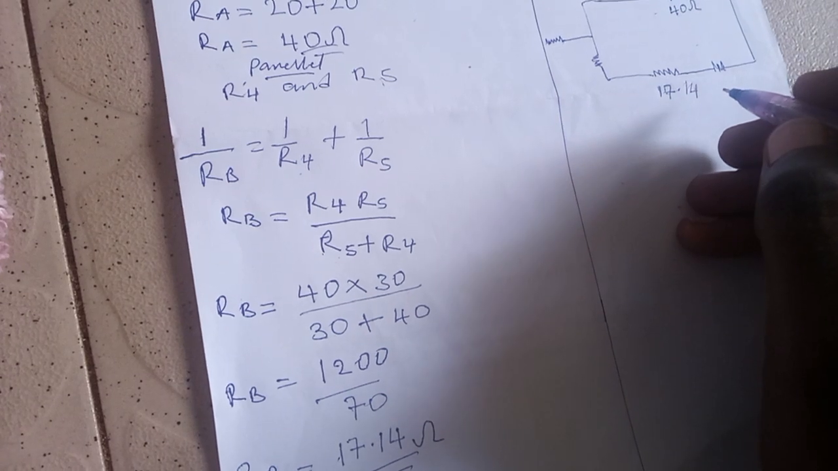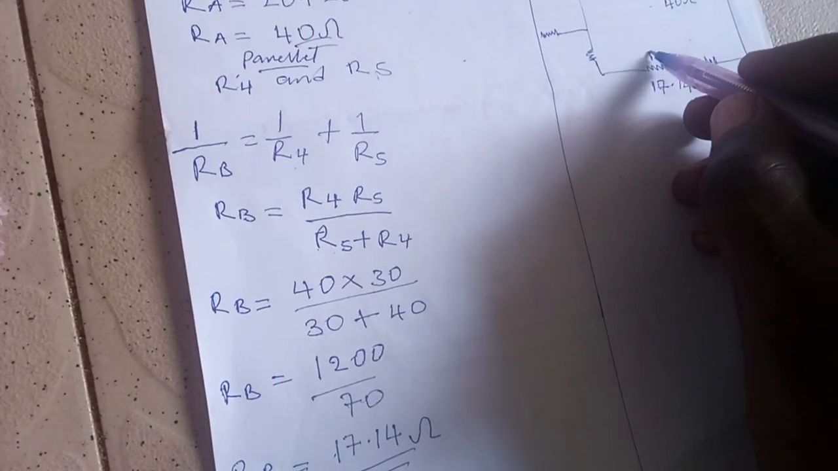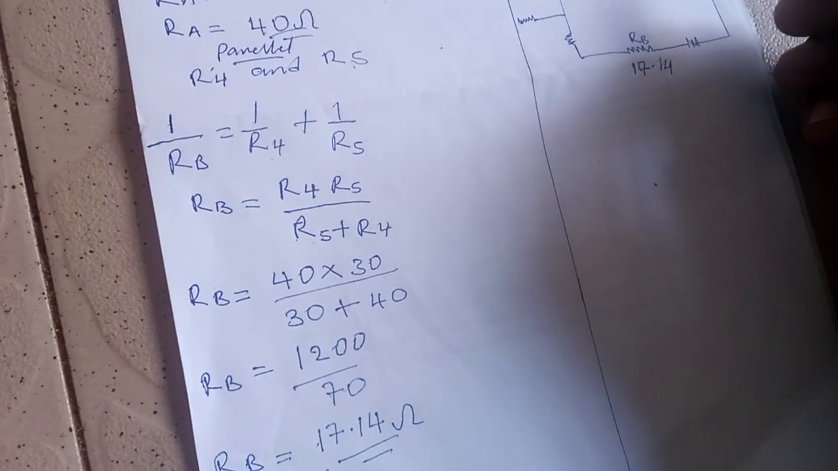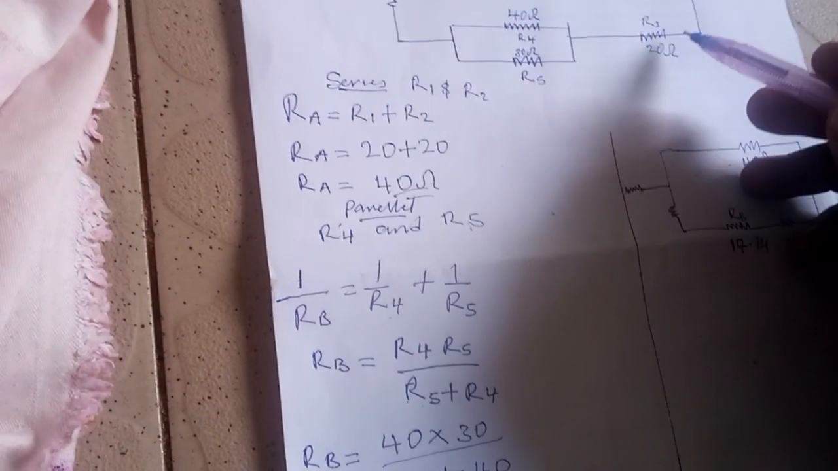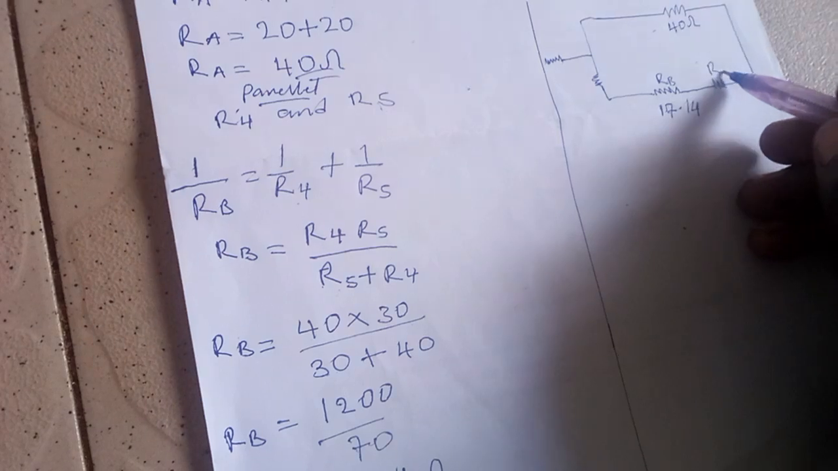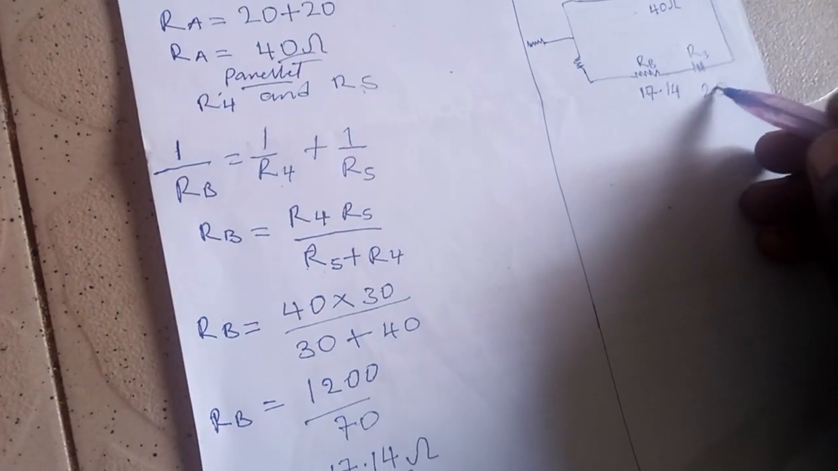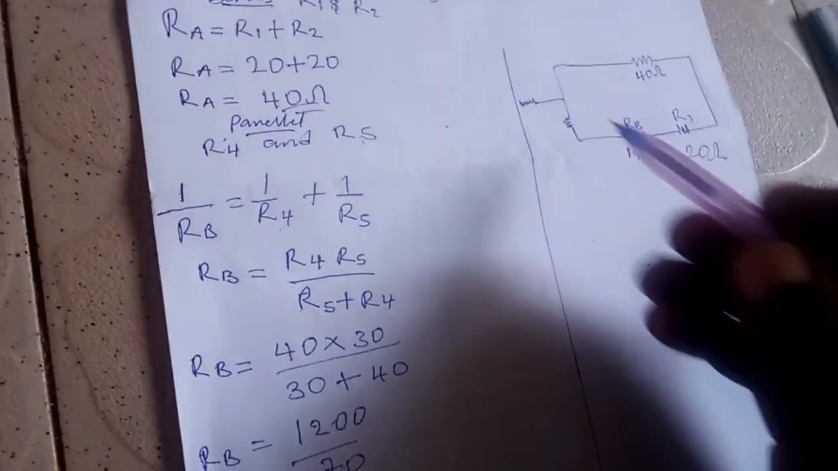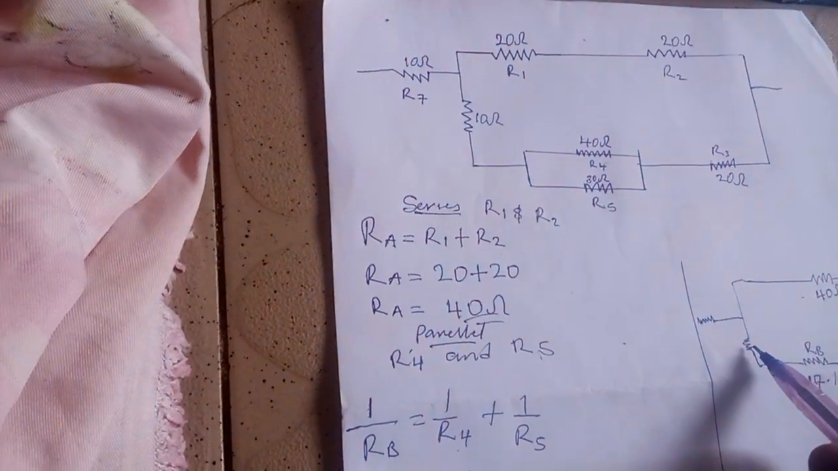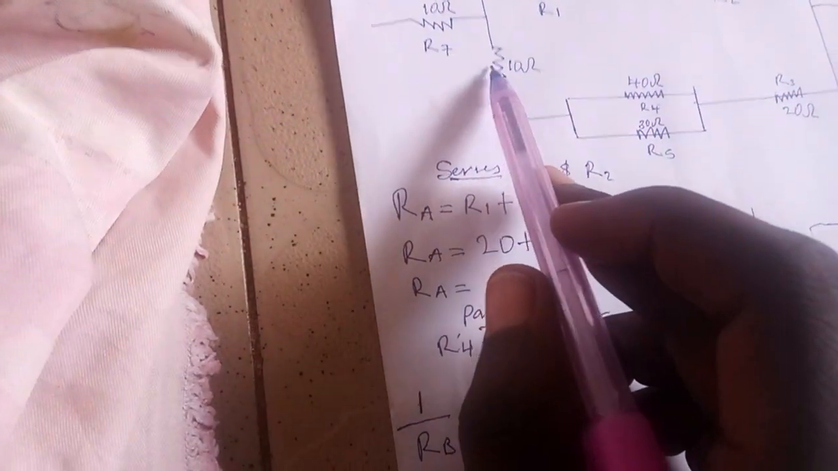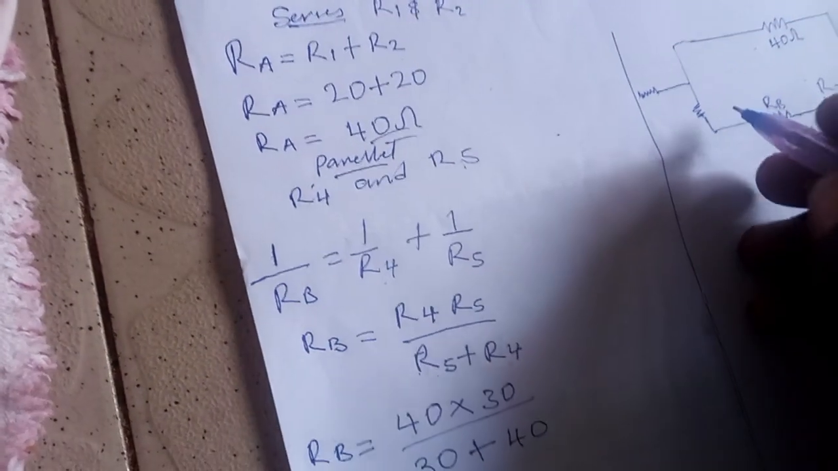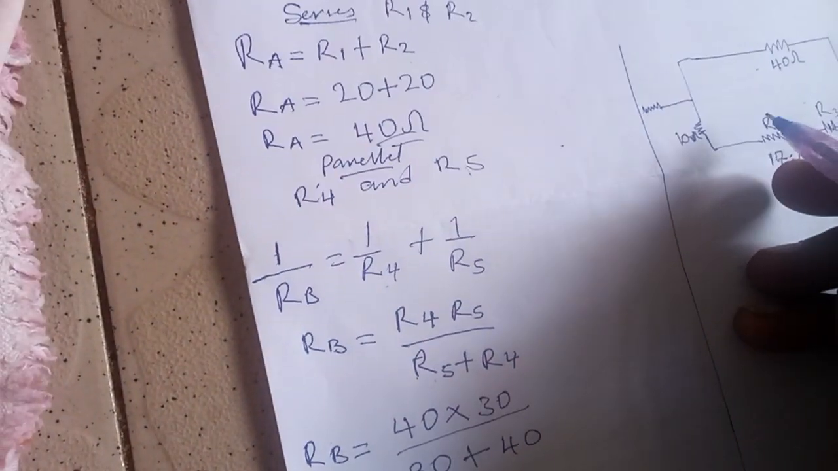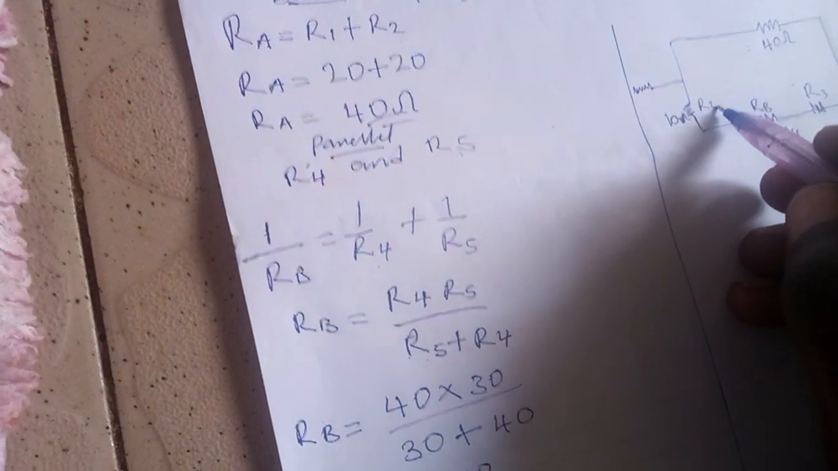17.14. Okay. So in this place, this will be our RB. And in this particular place, you're going to bring back this 20 here. This is our R3, which is 20 ohms. When it's 20 ohms, now on this side, if you look at this one here, it was 10 ohms. So you bring it back to this place, 10 ohms. This is our R6, it's still our R6.